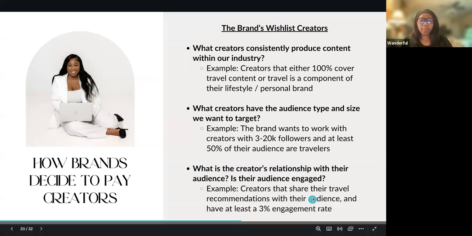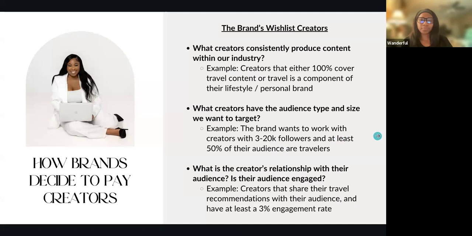So in this case, the brand definitely wants a creator that shares their travel recommendations with their audience and has at least a 3% engagement rate. I put 3% here because 3% is a good engagement rate for anyone that has between 3 and 20K followers.